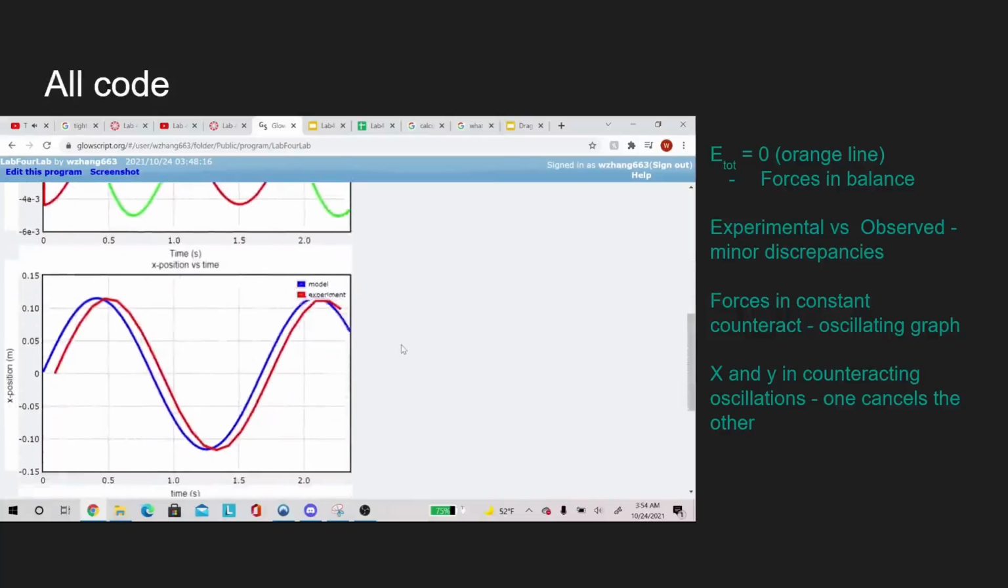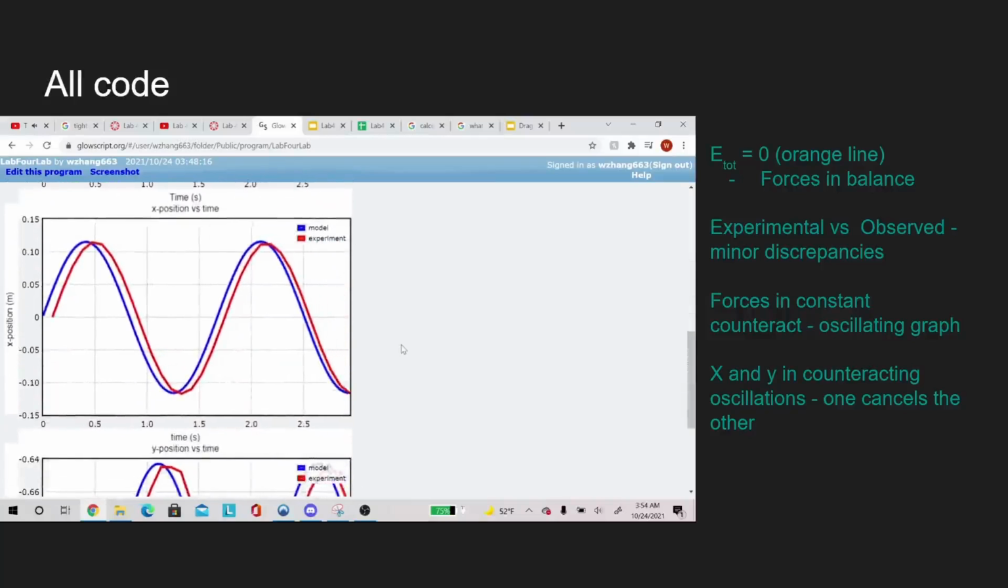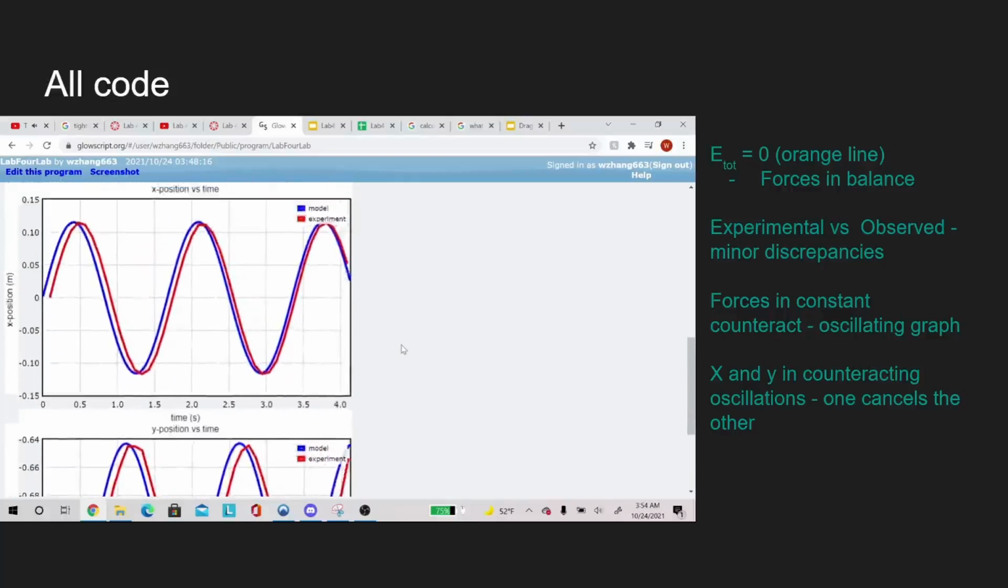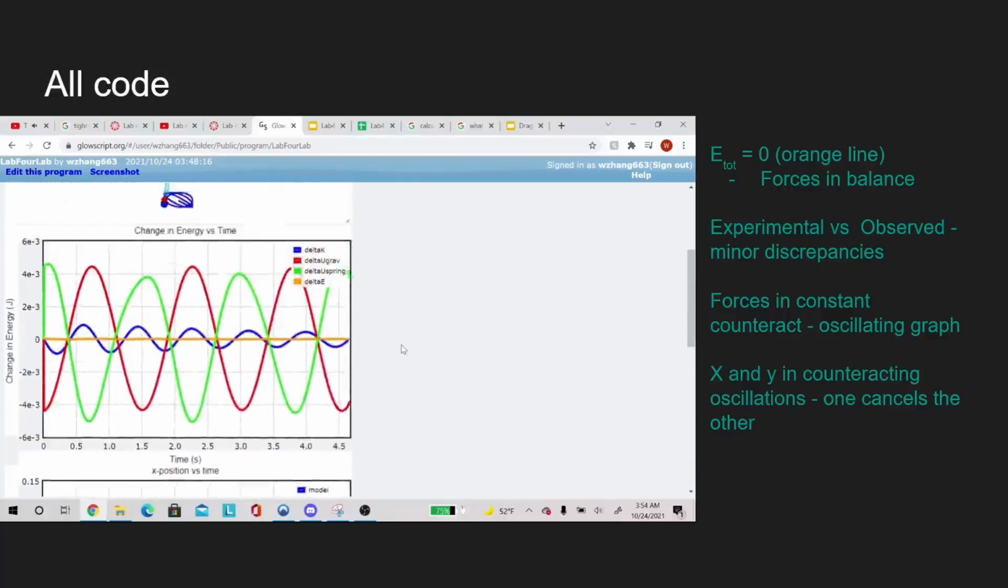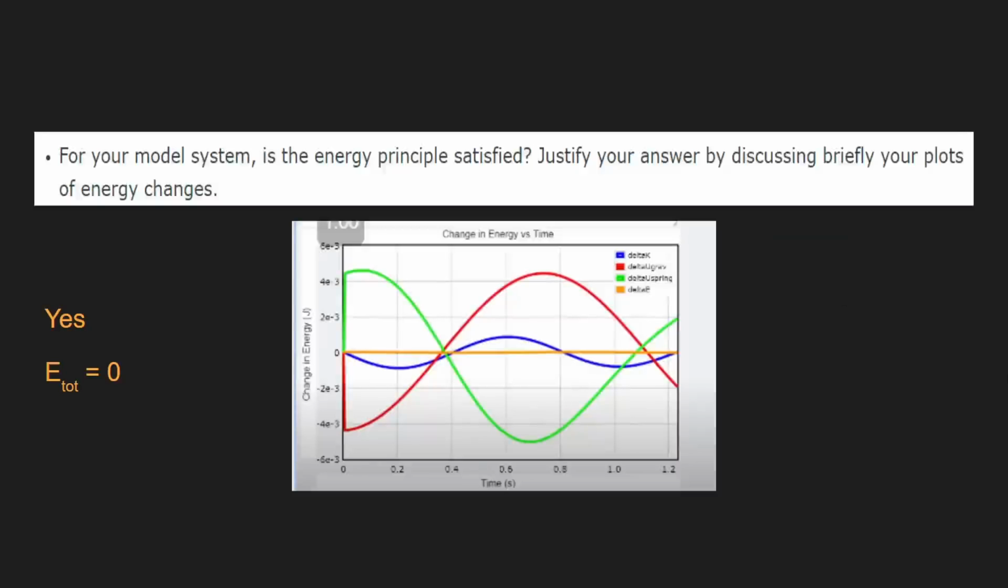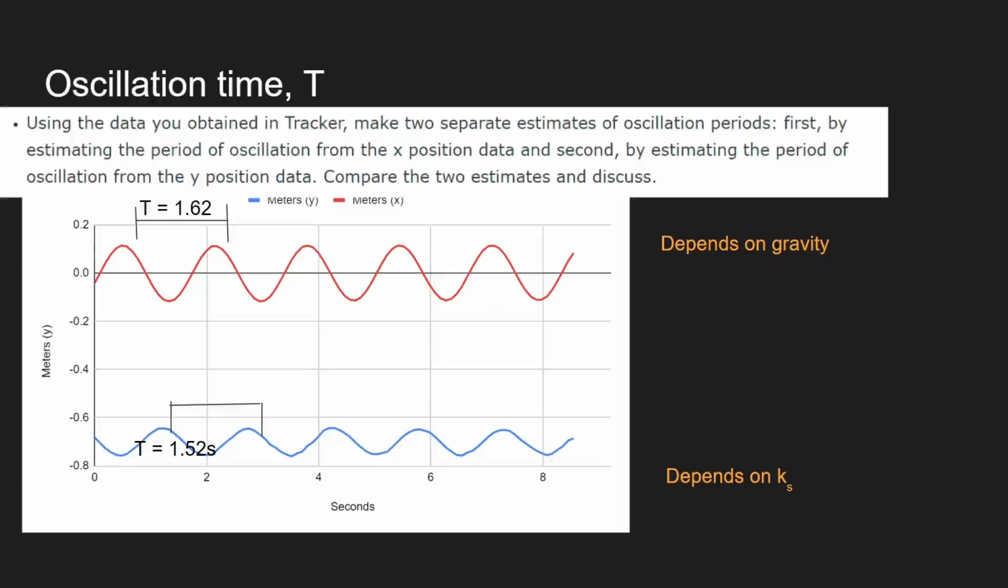And we see that the model and experiment are lining up relatively closely. There's a slight margin of error. Now, something to note is that forces are in constant counteraction, hence that oscillating graph, and x and y in counteracting oscillations, where one would counteract the others, as shown in that graph. So, for your model system, is the energy principle satisfied? Justify your answer by discussing briefly your parts of energy changes. And the answer is that, yeah, the energy total is equal to 0. We can see all the energies, the delta K, delta grav, and delta spring are all totaling out to 0.